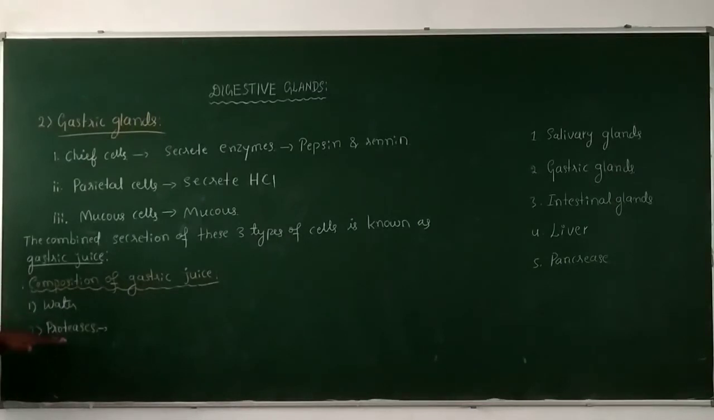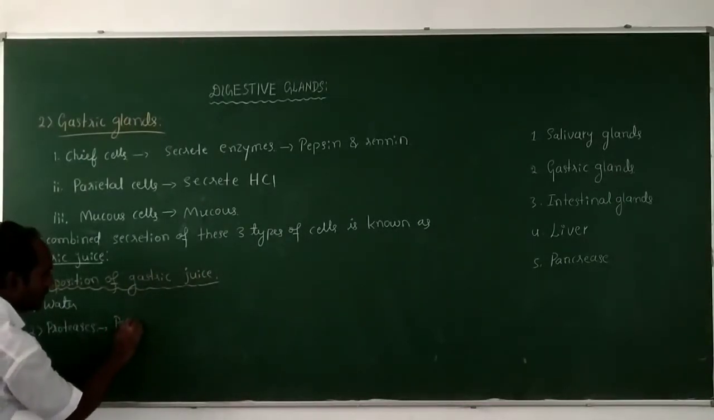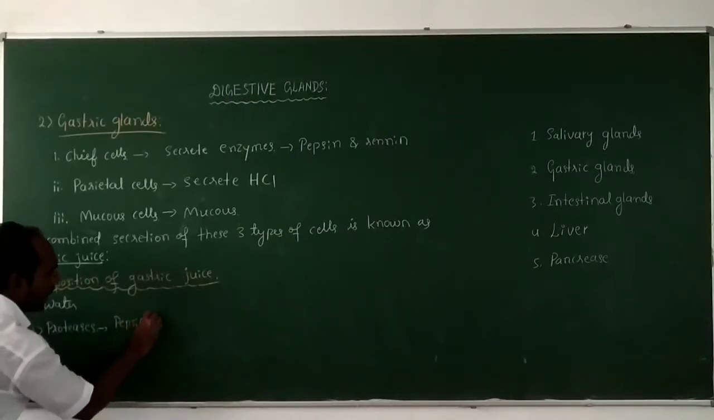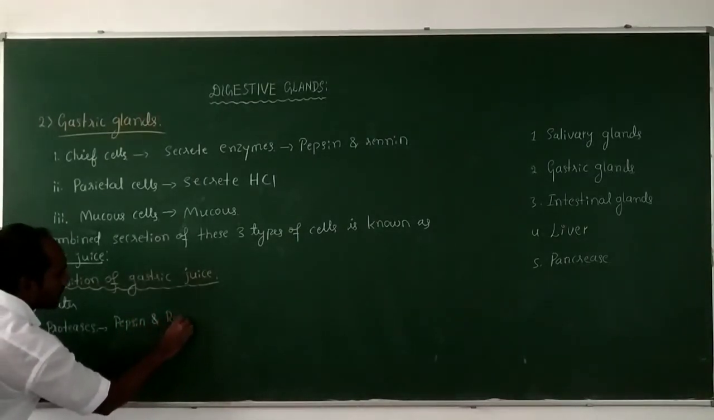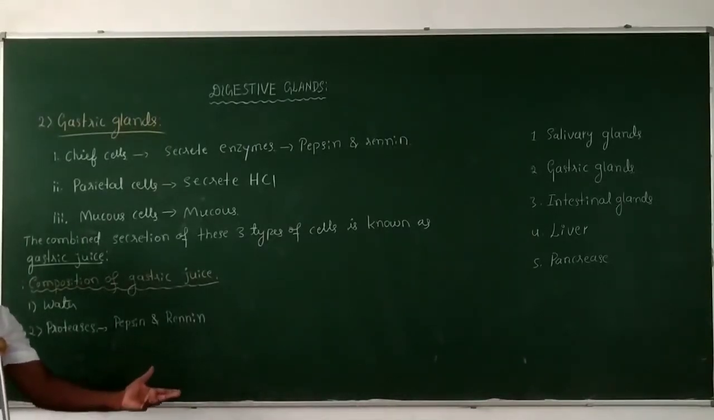Gastric juice contains two proteases. They are pepsin and renin. And one more thing you should remember here. Pepsin is always produced in its inactive form. That is called what? Pepsinogen.